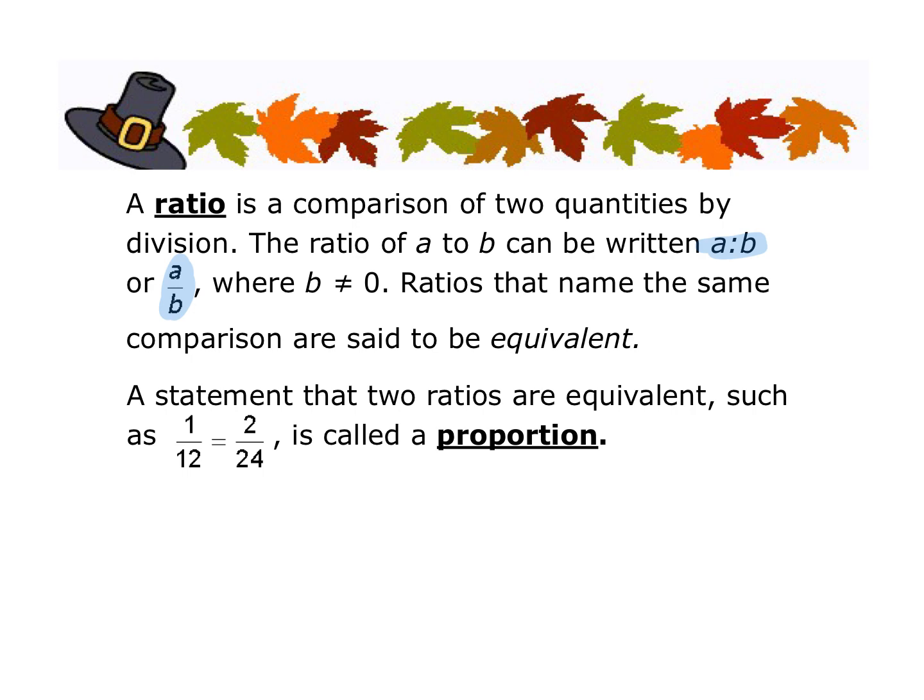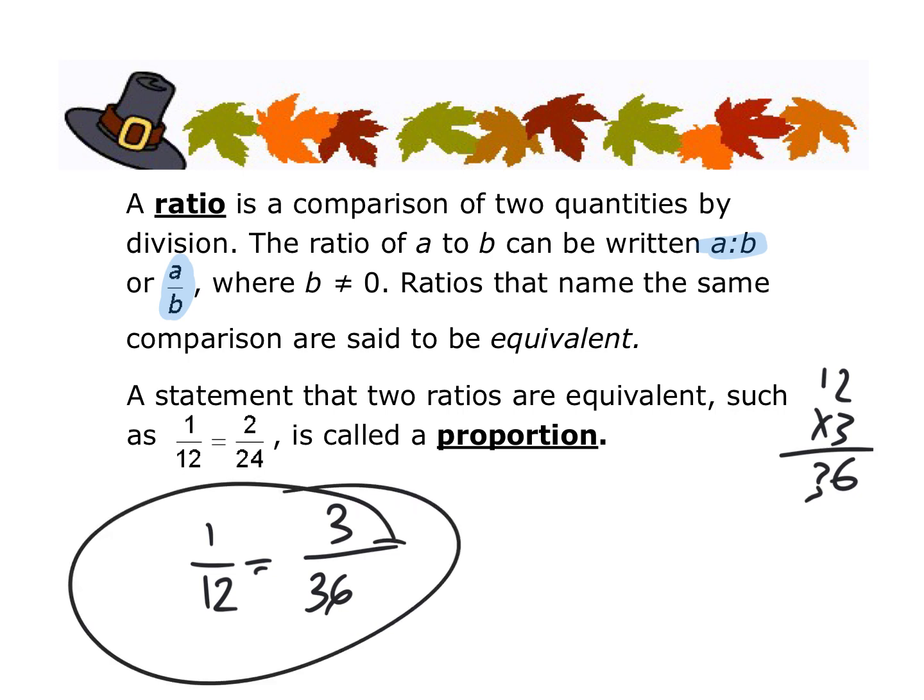Ratios that name the same comparison are said to be equivalent. So a statement that two ratios are equivalent, such as 1 over 12 equals 2 over 24, is called a proportion. Now, so you guys understand what's going on here. We have 1 over 12. If I multiply that 1 over 12 times 2, that's where the 2 over 24 comes from. Again, we can do the same thing if we multiply it times 3. So for example, 1 times 3 is 3, and 12 times 3 is 36. That is also an equivalent proportion, guys.